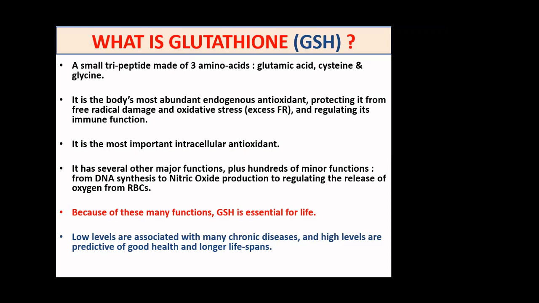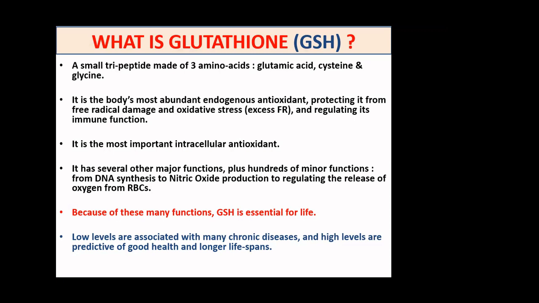And oxidative stress is the term denoting when there are excess free radicals compared to the antioxidants that fight them. And glutathione also regulates immune function. It is the most important intracellular antioxidant. That means inside the cells, glutathione is the most important antioxidant.